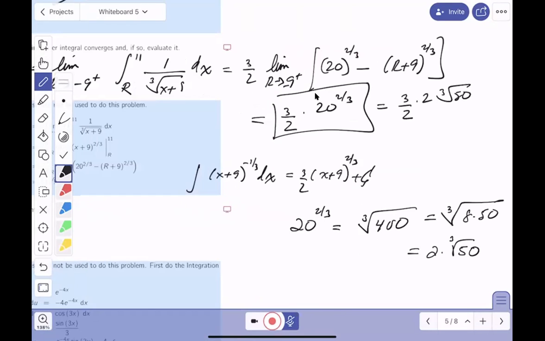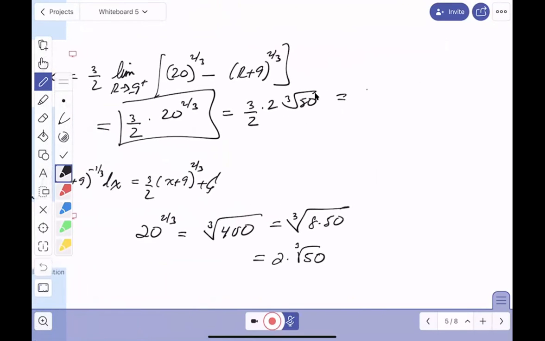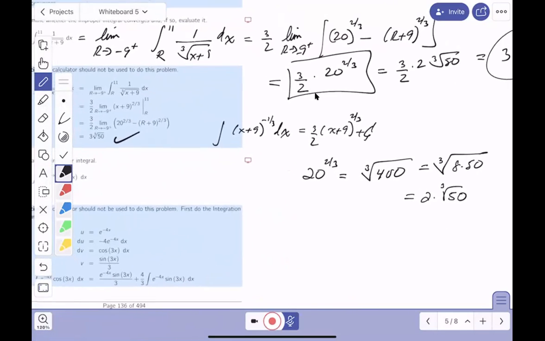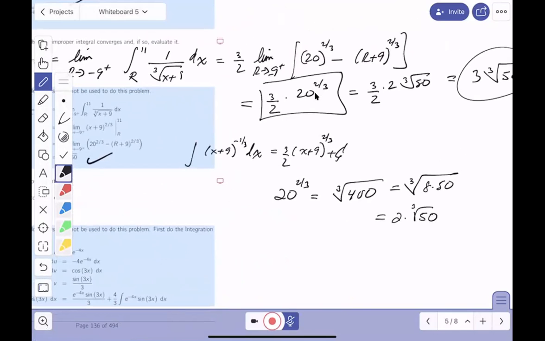And what do you get over there? The 2's cancel off. And what do you get? 3 cube root of 50. Let's look at the key again. And I'm seeing that right over there. Now, someone's going to say, would you grade me wrong if I didn't put the simple answer down?